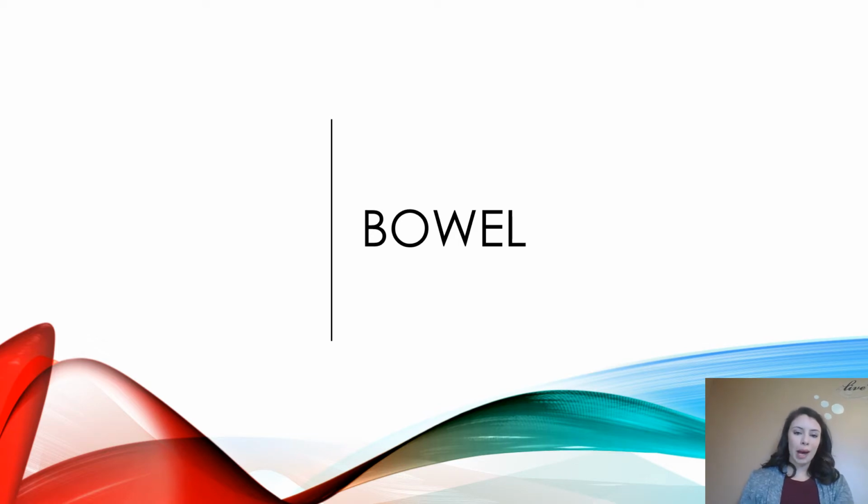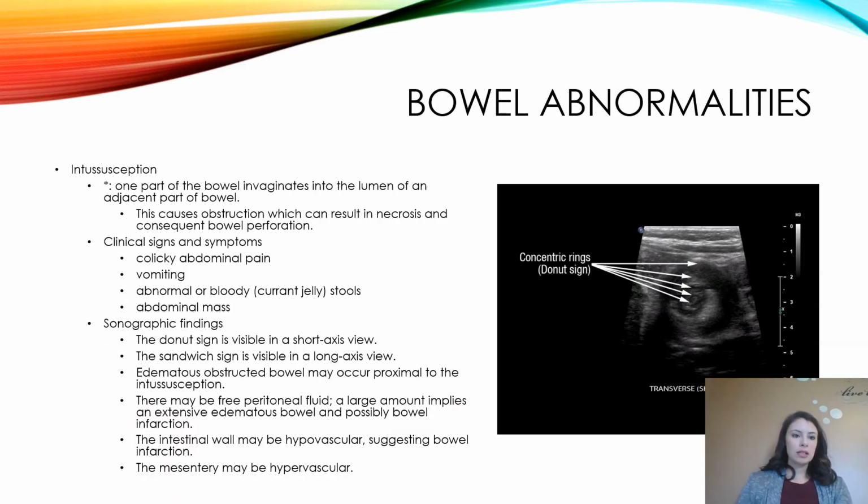Moving on to bowel. Intussusception, this is the first bowel abnormality. This is where one part of the bowel invaginates into the lumen of the adjacent part of the bowel. This causes obstruction, which can result in necrosis and consequent bowel perforation.